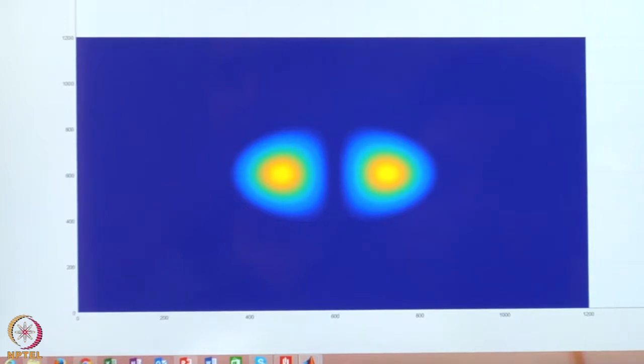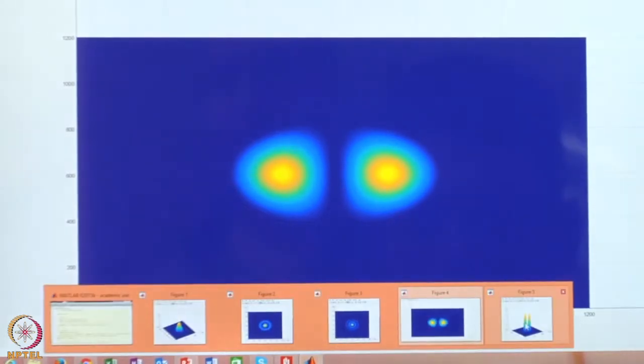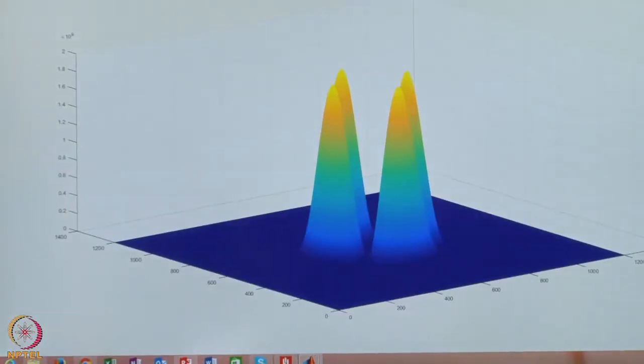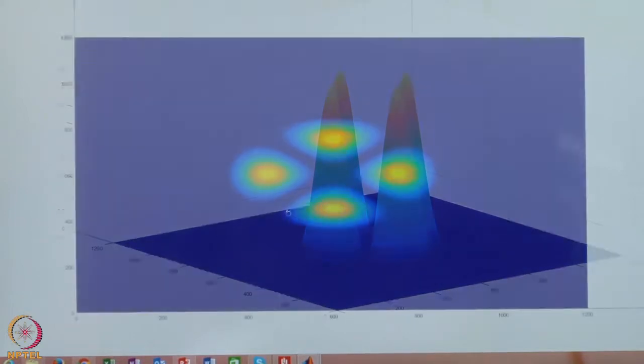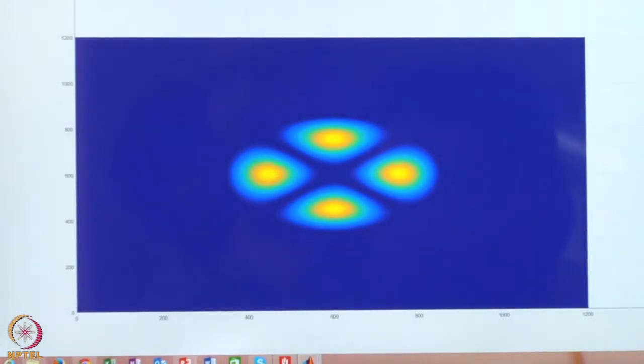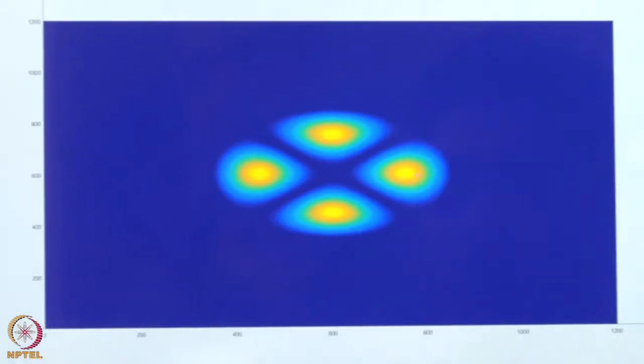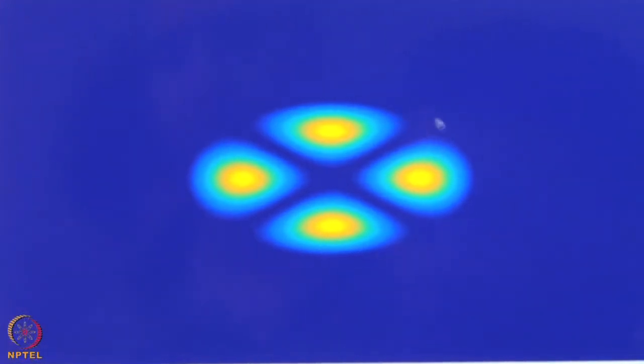Can you also show one more of these higher order modes? This is the LP21 mode. In the radial direction there is only one variation, and in the azimuthal direction four variations are there. So the L value is 4 by 2.